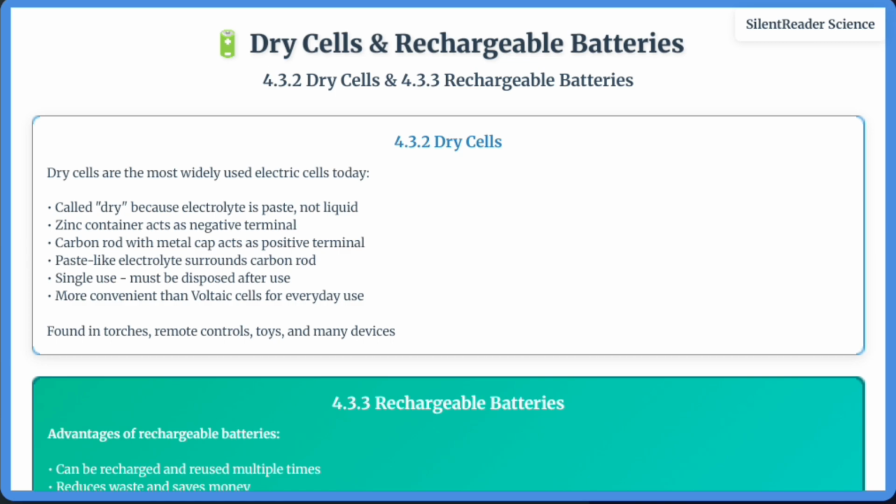However, even rechargeable batteries don't last forever. They slowly wear out after many charge cycles. The most common type today is the lithium-ion battery, found in most portable electronic devices. Scientists are now working on solid-state batteries that use solid electrolytes instead of liquids or pastes, which would be safer, charge faster, and last longer.